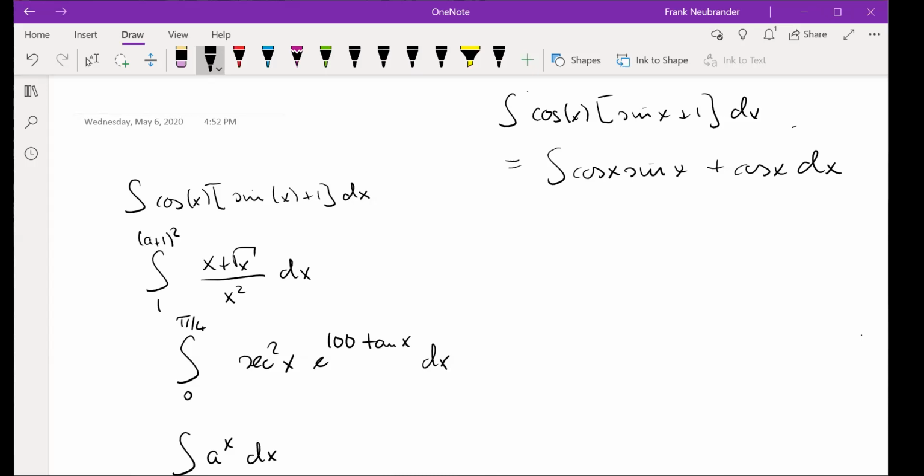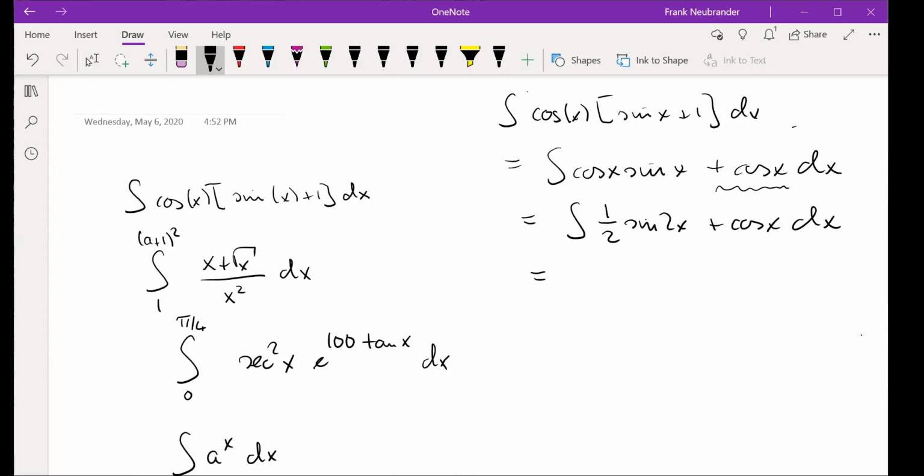Now you know the antiderivative of the cosine. This is easy. So this part is already taken care of because the antiderivative of cosine is sine. So you really have to look at cosine x, sine x. And then if you have a good cheat sheet, there is a formula on your cheat sheet that this is 1/2 sine 2x plus the cosine of x dx.